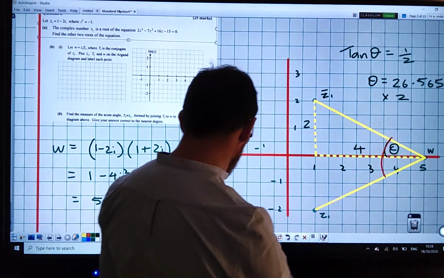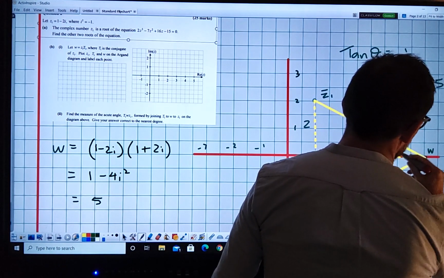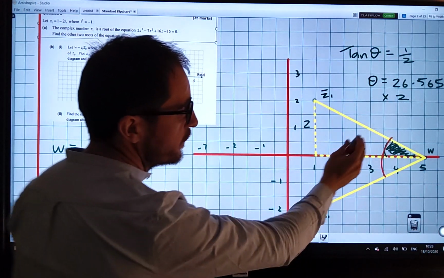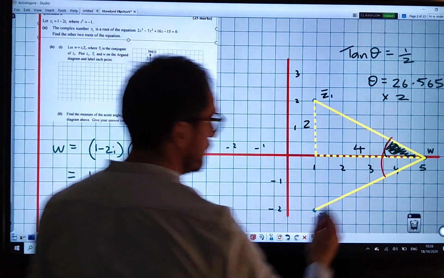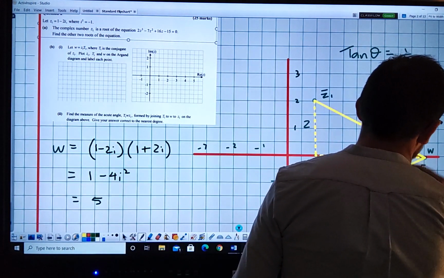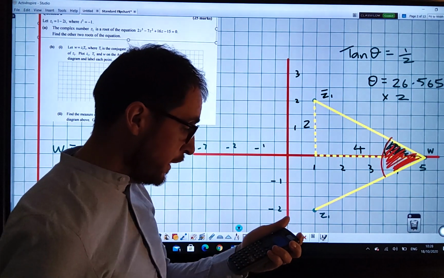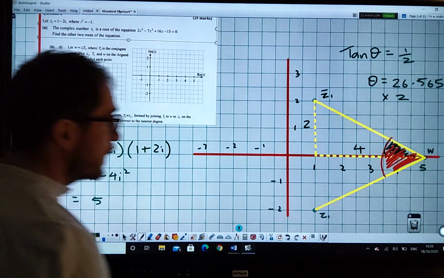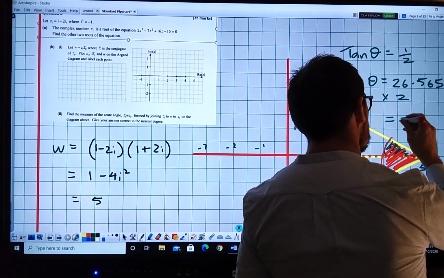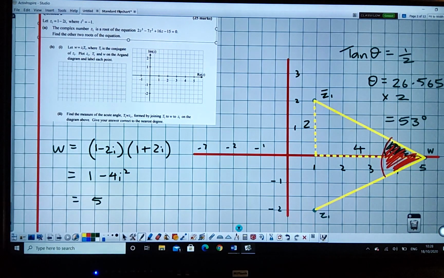Whereas I've got the green part. So the green part, we were able to use opposite over adjacent because that created a 90-degree triangle. That just doubles down to here. So to get the red angle, which is what we're looking for, we double that. So you multiply it by 2, and it gets me 53.13. It says to the nearest degree, so that's equal to 53 degrees.